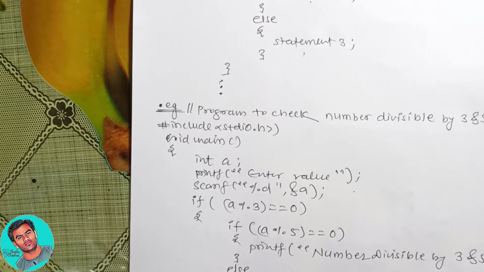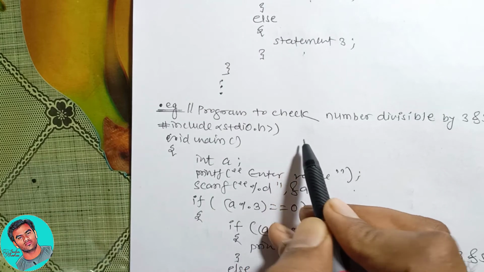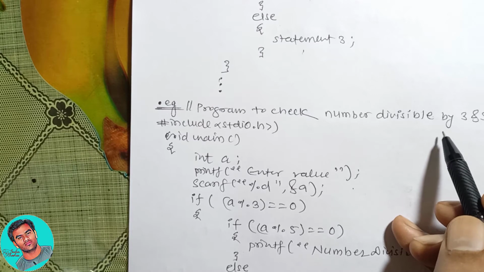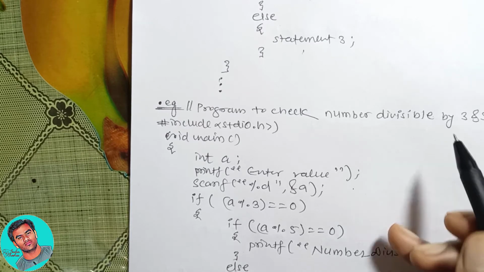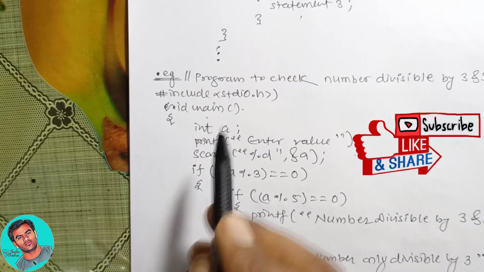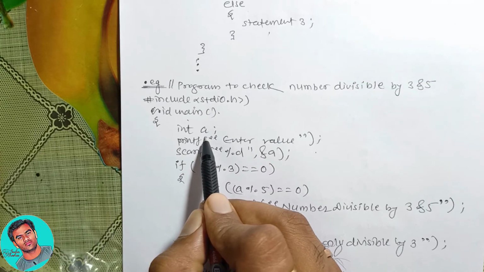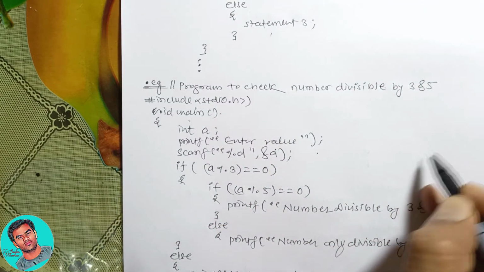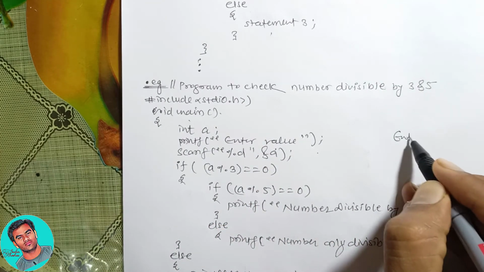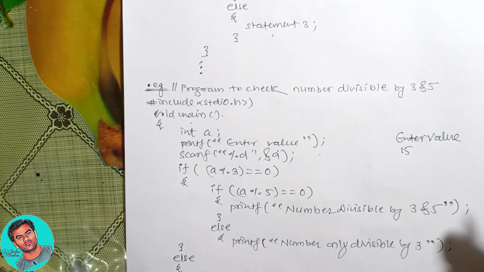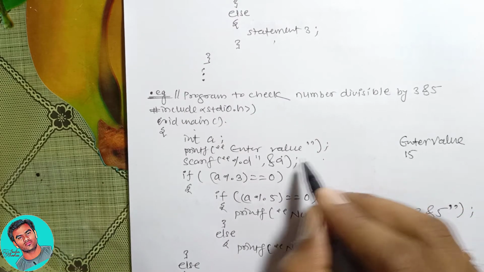Now we are going to see a program for a number divisible by 3 and 5. If there is a number which gets divided by 3 as well as by 5, we are going to see whether it is possible or not. So #include stdio.h, then there is void main, and a variable a on which we are performing the operation of 3 and 5. printf enter the value, so the output is like enter a value, and suppose the value is 15. If I enter the value 15, it is stored in a.